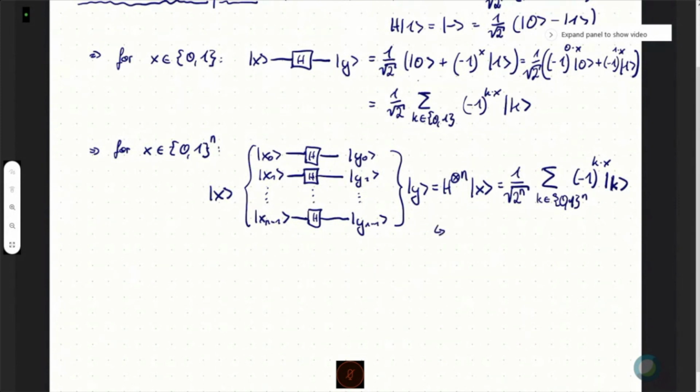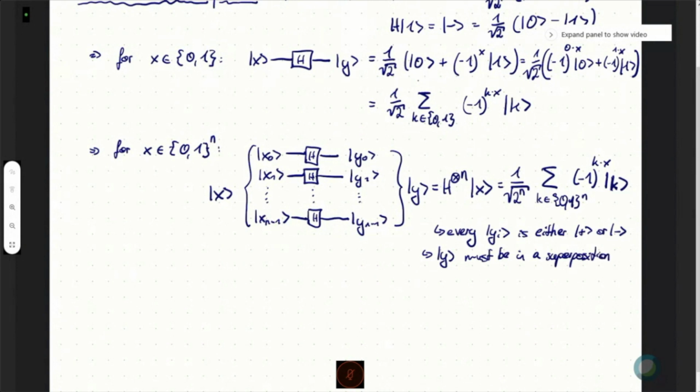So the reason we can see that this maybe also makes sense is because we know that every y_i now, all of the outputs, because every x_i was either 0 or 1, so all y_i's are either plus or minus. Which means that they're always in a superposition of 0 and 1, each outcome. So the total state y must be in a superposition of all possible 2 to the n bit strings.